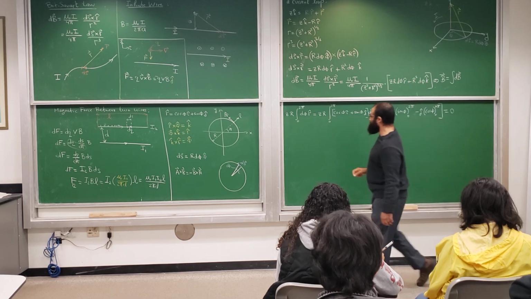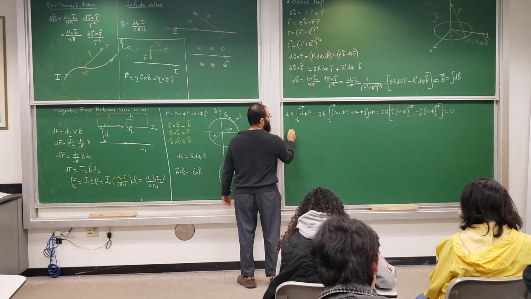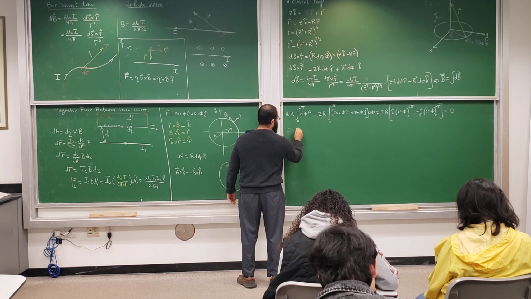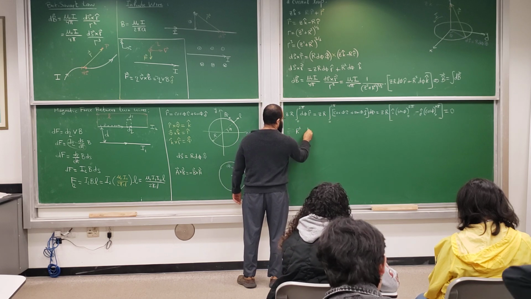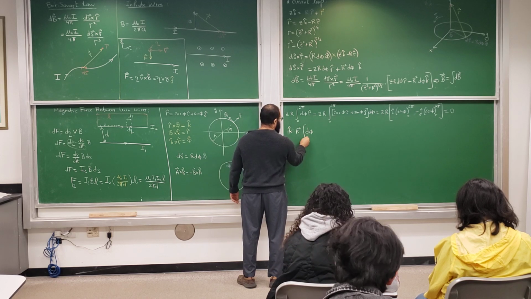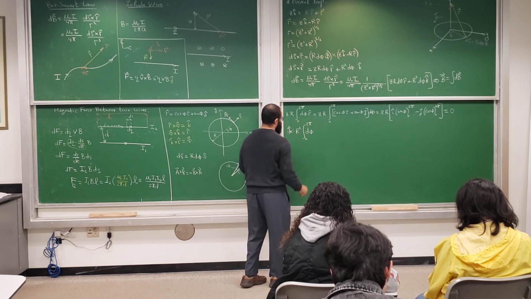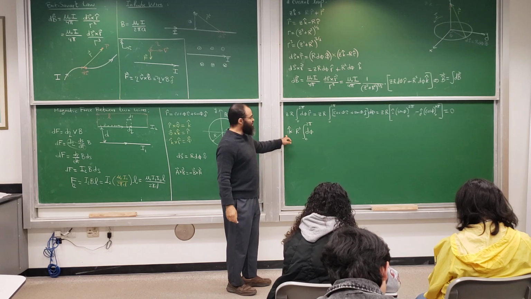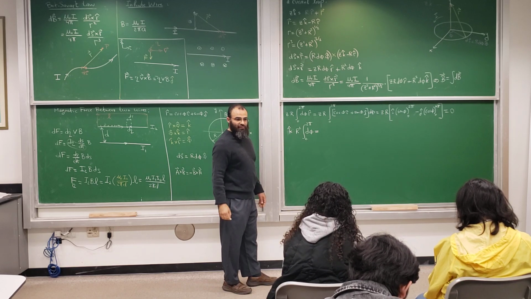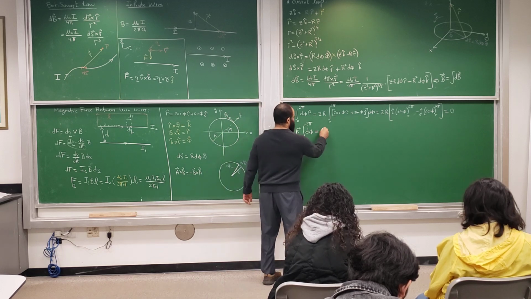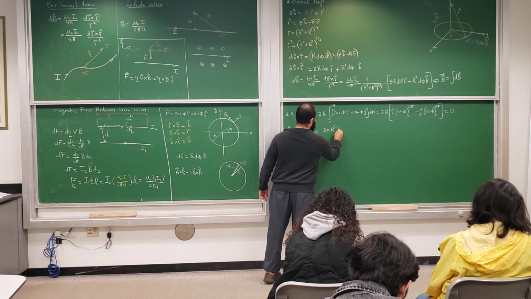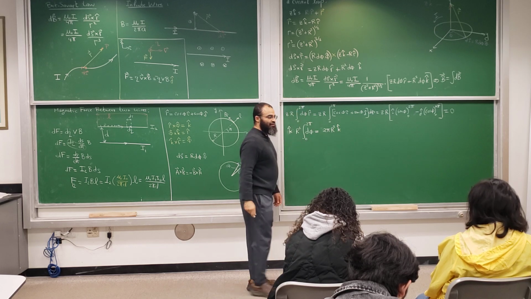So let's flip it out. I have r squared, r squared d phi k hat, integral from 0 to 2 pi. R is constant, k hat vector is constant. So what's the integral now? It's going to be 2 pi times r squared times k hat.